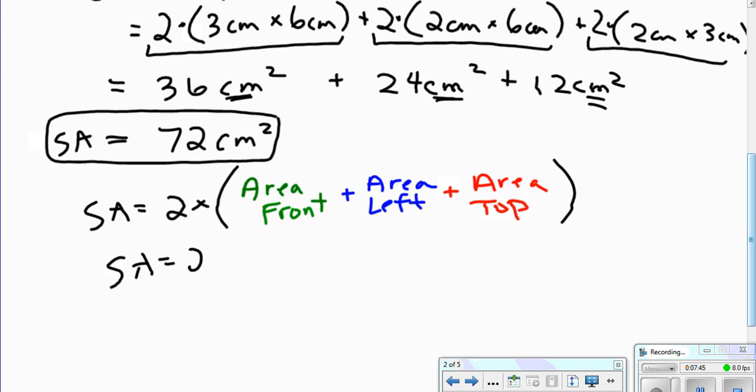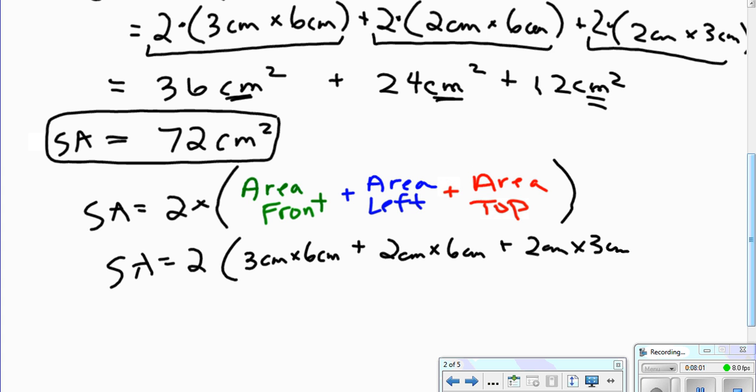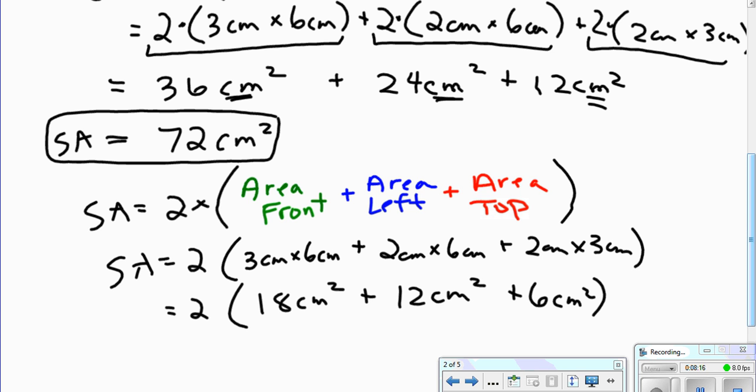So surface area equals 2 times 3 centimeters times 6 centimeters plus 2 centimeters times 6 centimeters plus 2 centimeters times 3 centimeters. Okay, and then following our order of operations, multiplying needs to happen before adding does. So 18 centimeters squared plus 12 centimeters squared plus 6 centimeters squared.